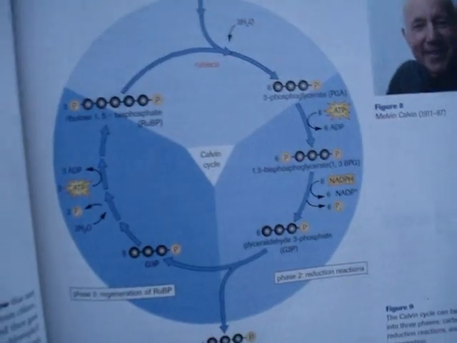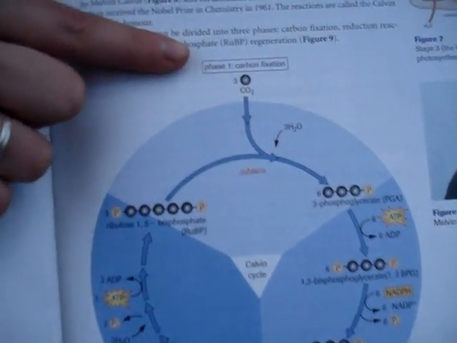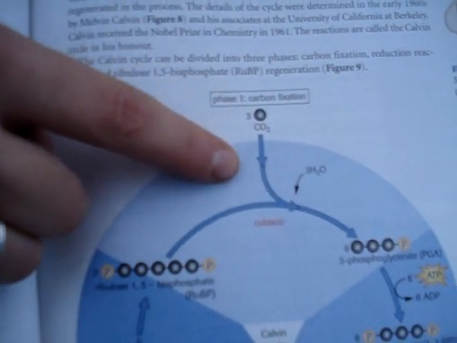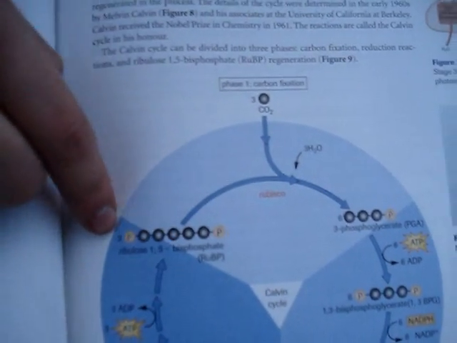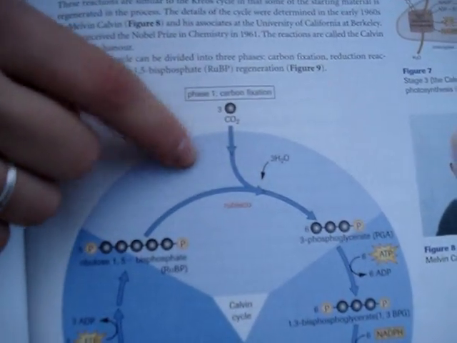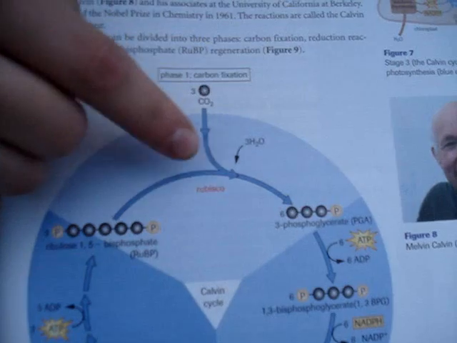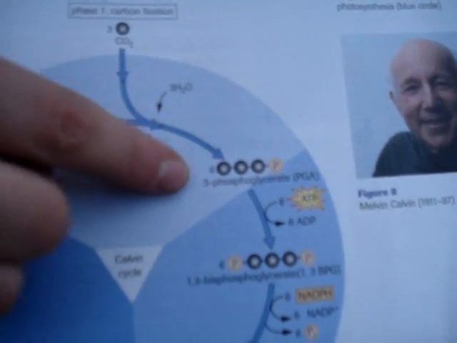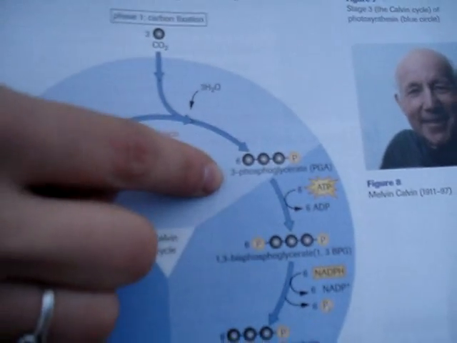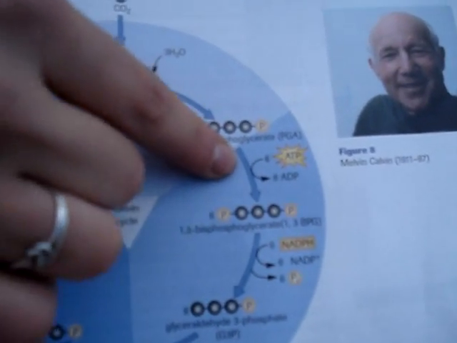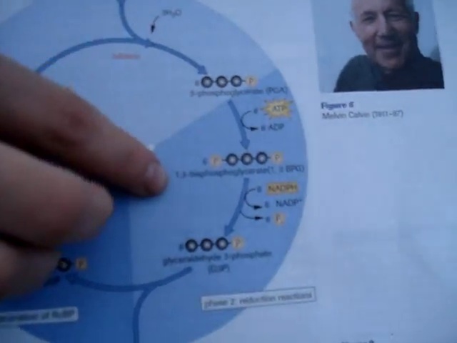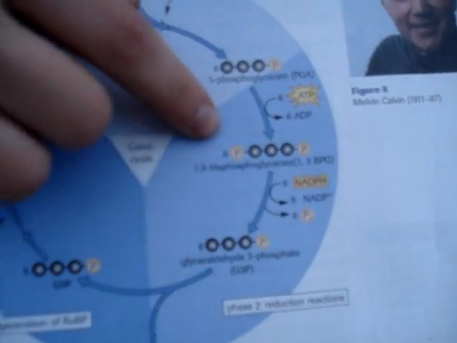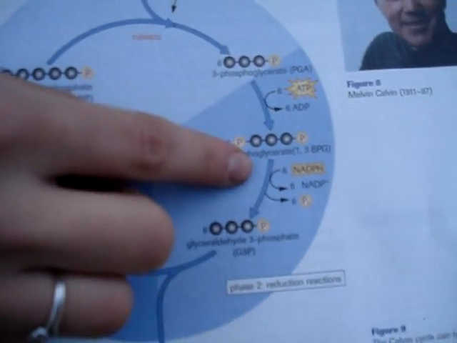Alright, so here's the Calvin cycle. Phase 1 is carbon fixation. 3 carbon dioxide molecules are attached to 3 ribulose 1,5-bisphosphate molecules with the help of rubisco, an enzyme. And then with the input of 3 H2O molecules, these become 6 3-phosphoglycerate molecules. And then 6 ATP becomes 6 ADP. Now they are 1,3-bisphosphoglycerate, and they have an extra phosphate. And then 6 NADPH becomes 6 NADP+, and 6 Pi are released.